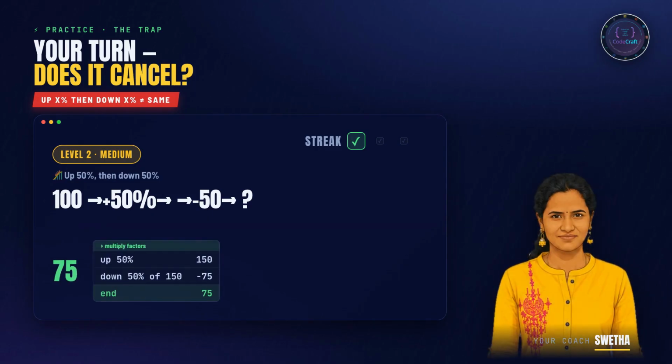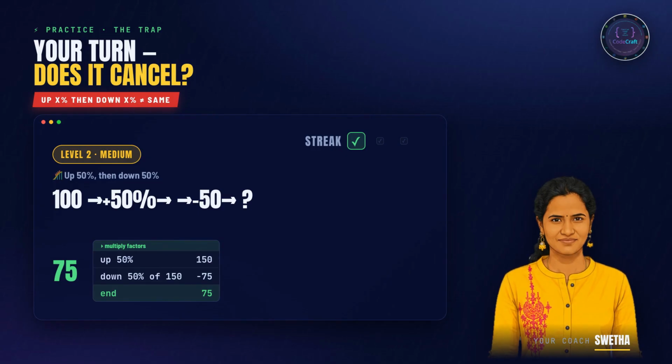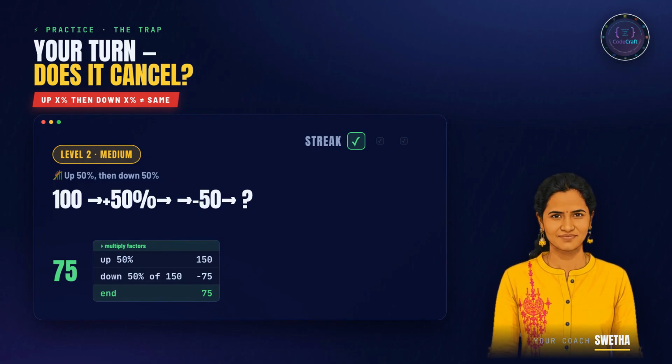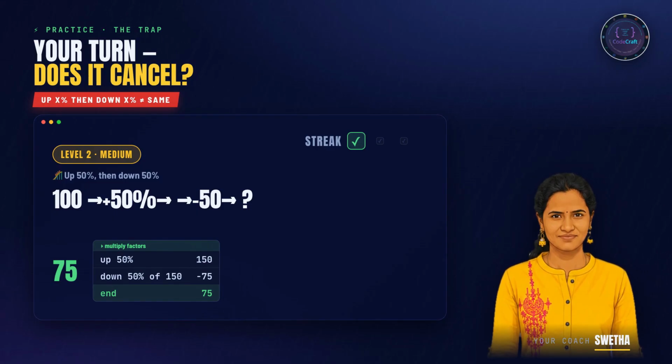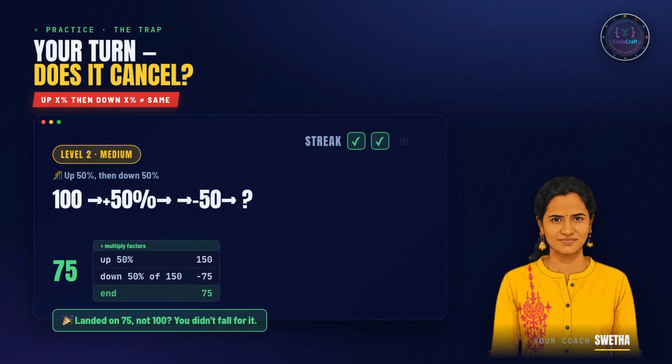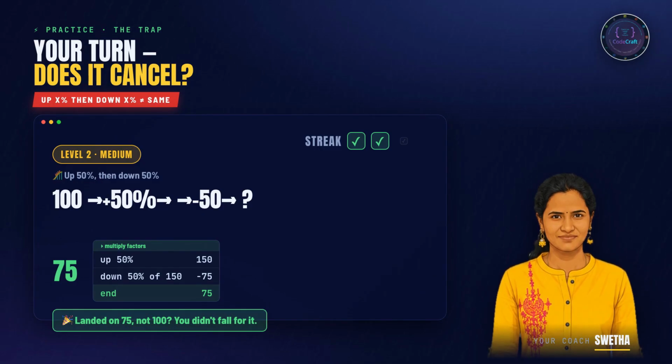Up 50%, 100 becomes 150. Down 50% of 150 is 75 off. You end at 75, a whole quarter gone, not back to 100. If you landed on 75, you refused the trap.